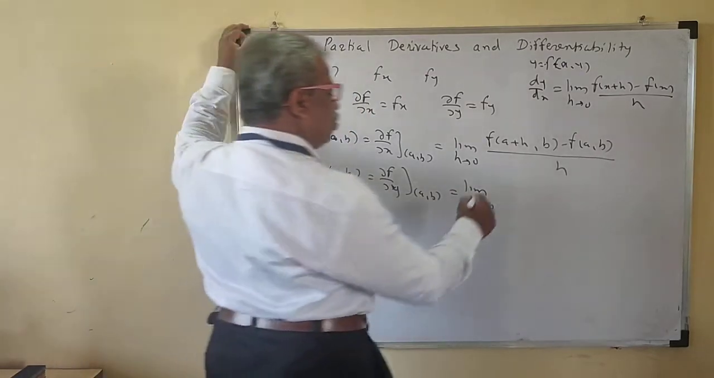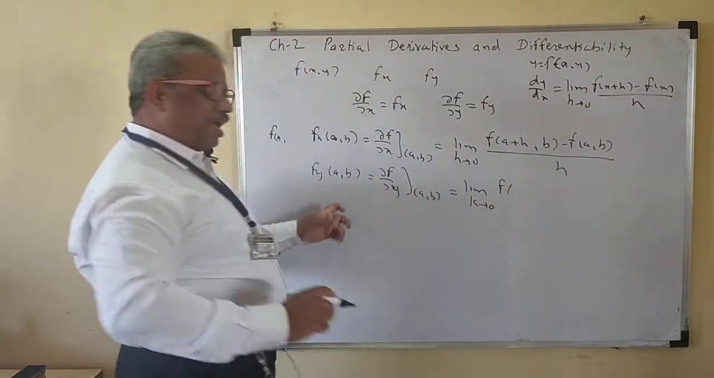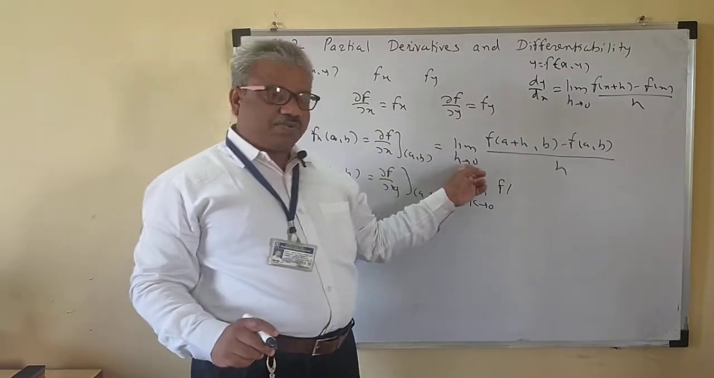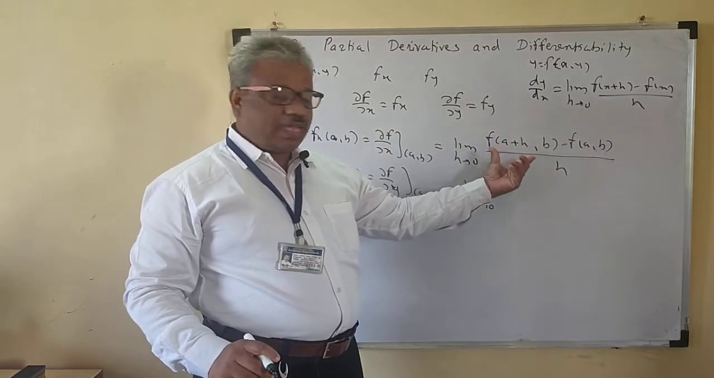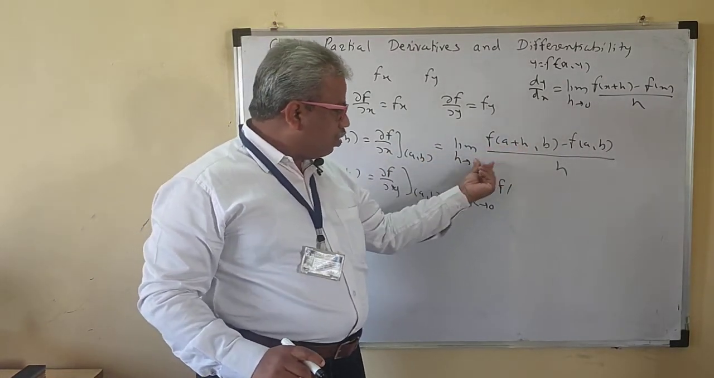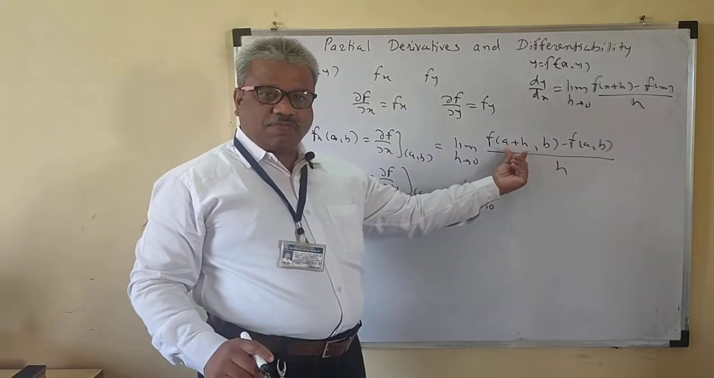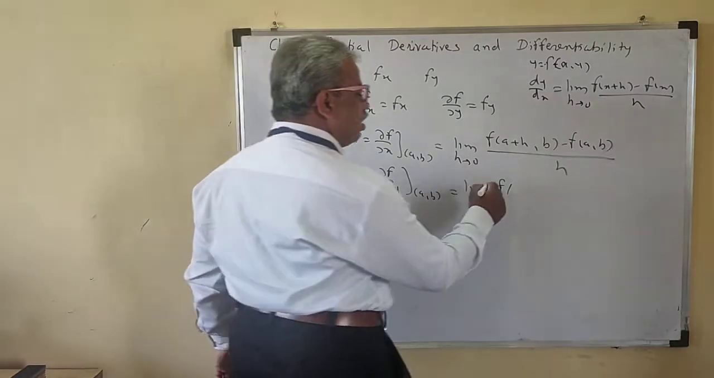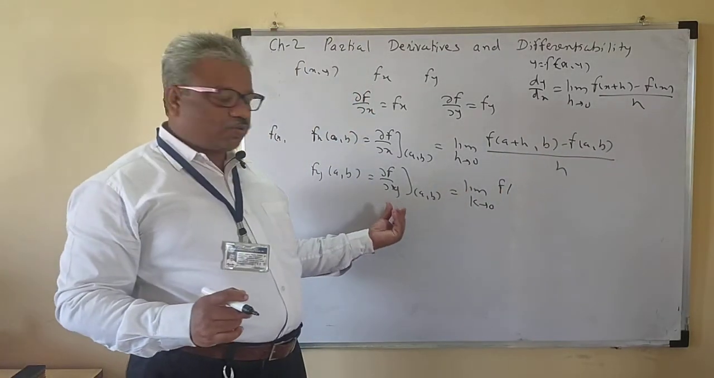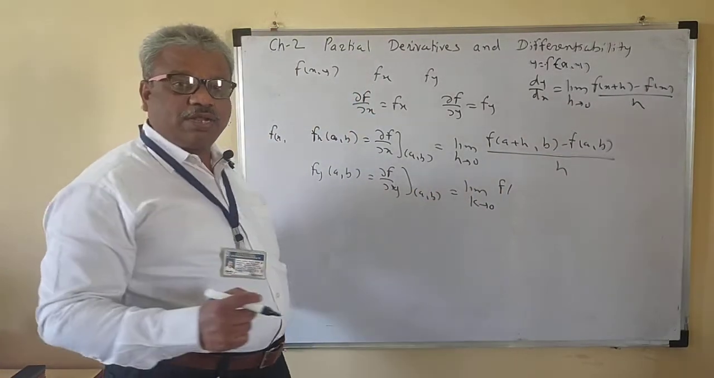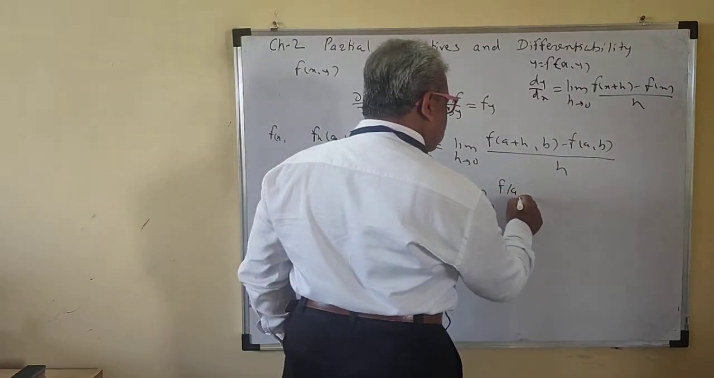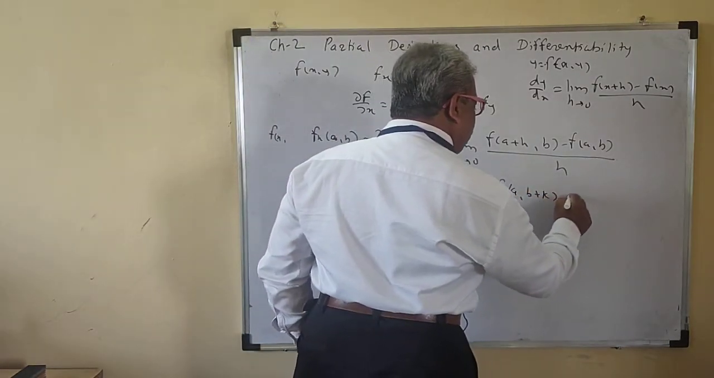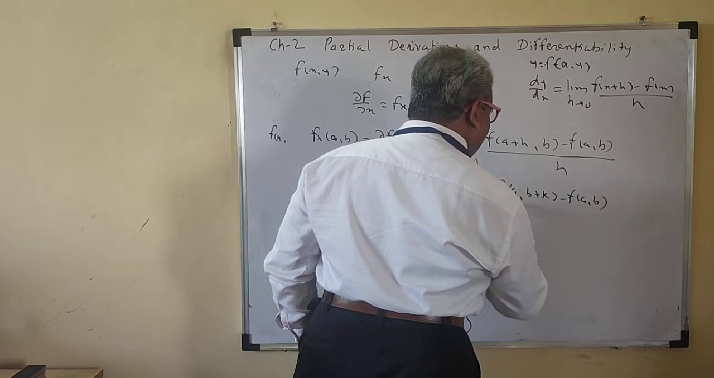limit k tends to 0. So here we are differentiating partially with respect to y. So what we did here? Your x coordinate is increased by h only and the rest is as it is. Same thing here: we are differentiating partially with respect to y, that means we will increase the y coordinate by k. So this is f of a, b plus k minus f of a b upon k.